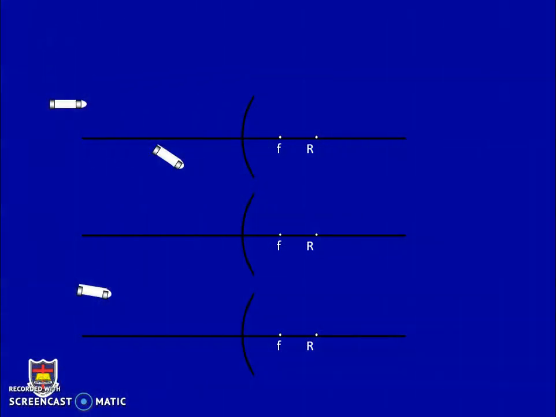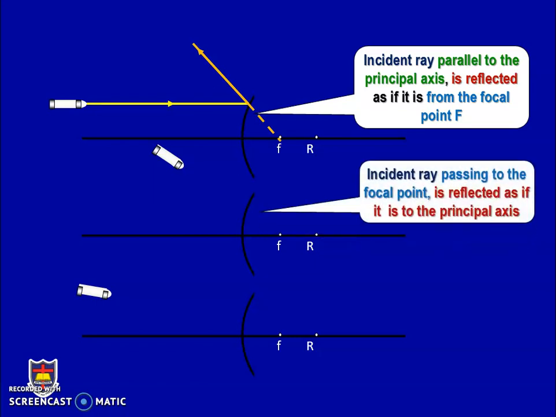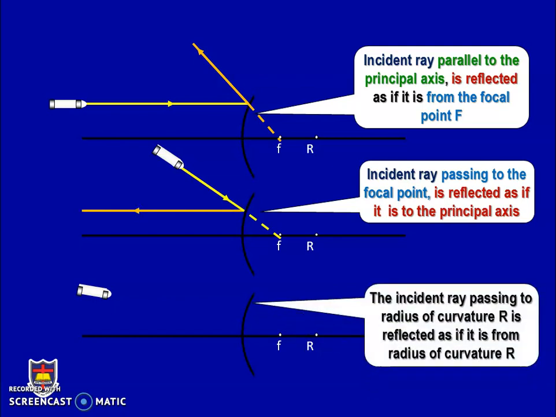Three types of light rays apply to the reflection of light in a convex mirror. First, an incident ray parallel to the principal axis is reflected as if it is from the focal point F. Second, an incident ray passing toward the focal point is reflected as if parallel to the principal axis. The last one is the incident ray passing toward the radius of curvature R, reflected as if from the same point.